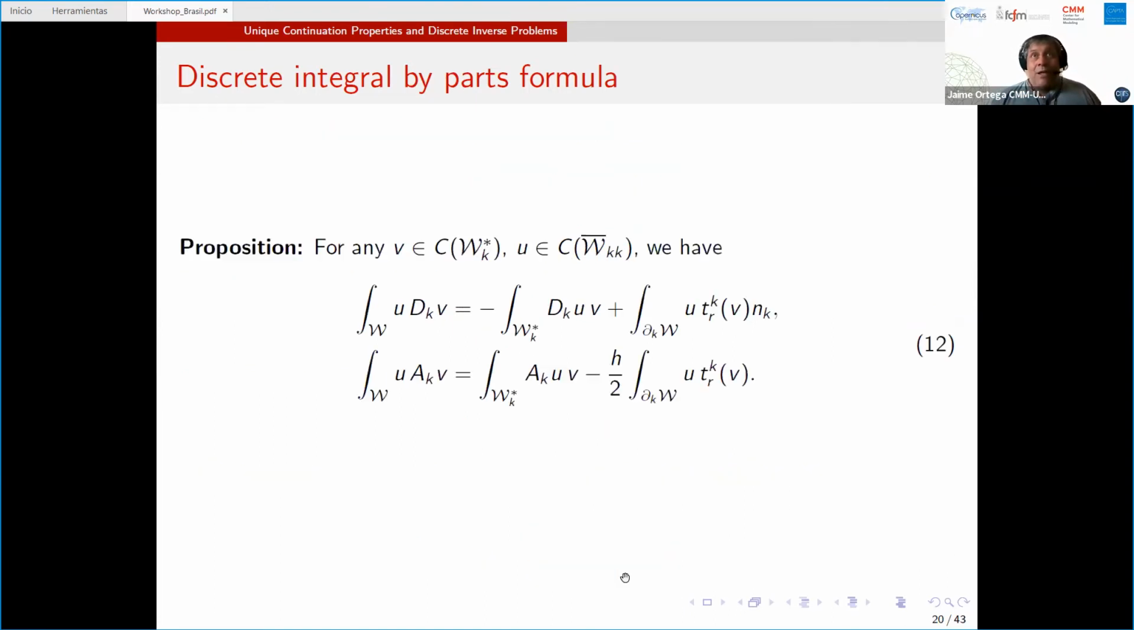Well, can we do integration by parts? Of course, you can do integration by parts. It works. But now we can see that at the beginning I write my integration by parts in one mesh, but when we pass the derivative to the other one, we need to consider the other mesh, that means the dual mesh.